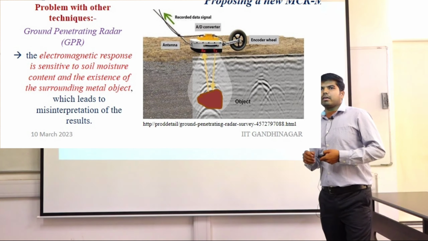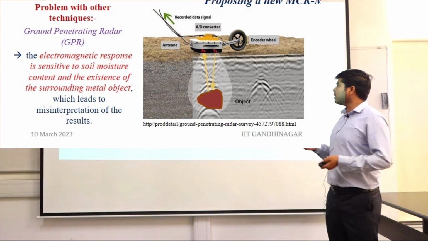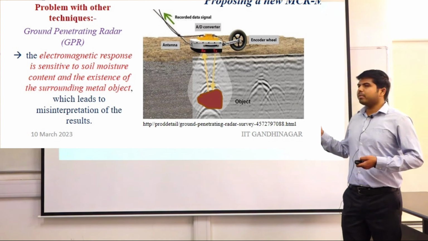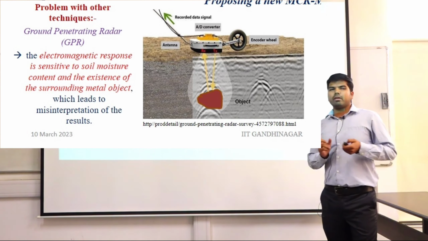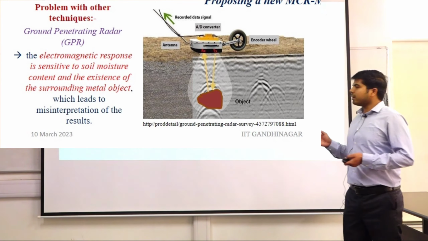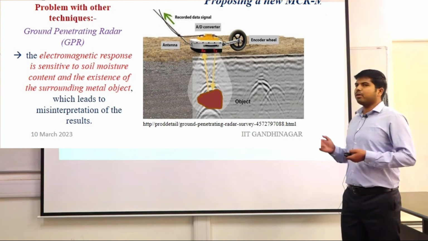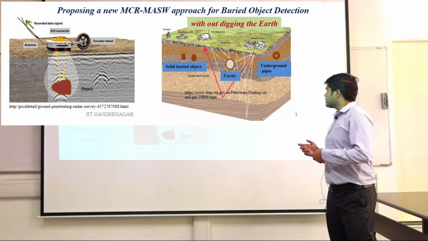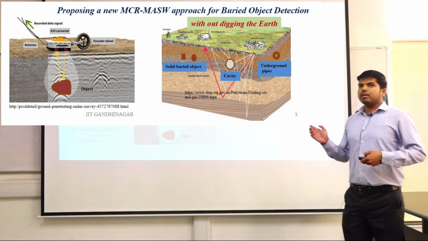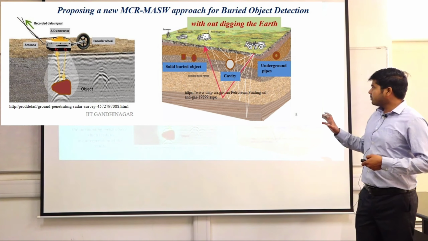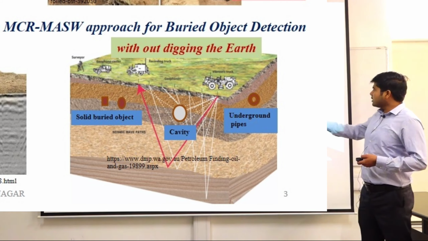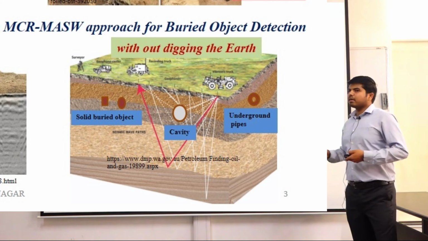Now, there are other techniques which are used for the detection of buried objects, such as GPR, but GPR has a problem as an electromagnetic technique. We cannot detect the proper depth of a buried object because the soil moisture content will affect the technique. So I am going to detect buried objects such as the square buried object, cavity and underground pipes.